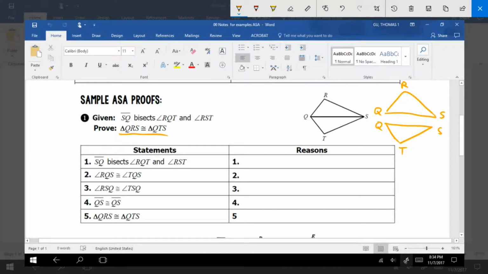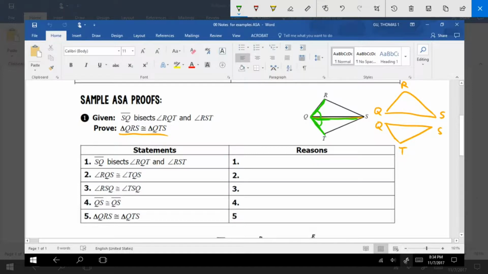So what we want to show is that this triangle has an angle, a side, and an angle congruent to each other so that we can prove that these two triangles are actually congruent to each other. So let's look at the given first. First they tell us that SQ bisects, so SQ is this line right here. And it's telling us that that bisects RQT. Bisects our angle RQT. What does that say about angle RQS and angle TQS? That's saying that angle RQS and angle TQS are congruent.